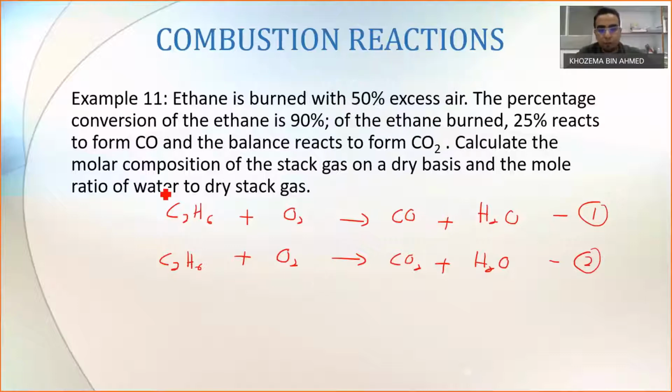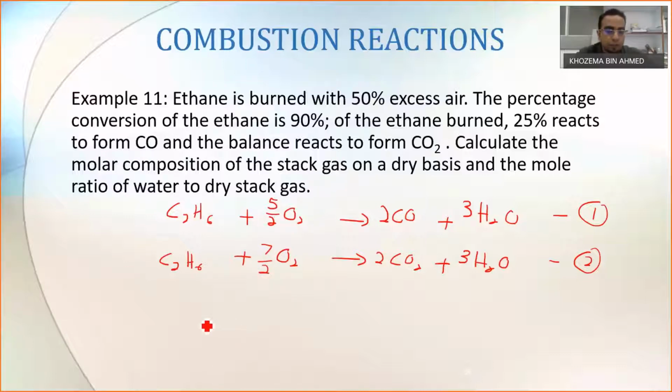So first of all, balance the equation. We have 2 carbon here, so I can put 2 here. I have 6 hydrogen, so I can put 3 here. Now I have 2 oxygen, and here I have 2 plus 3 is 5, so I can put here 5 over 2. The same thing for reaction 2: 2 carbon and 6 hydrogen. Now I have 4 plus 3, so 7, so I can put here 7 over 2. So this is my balanced equation.